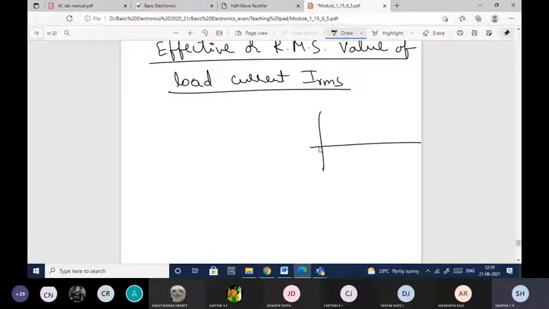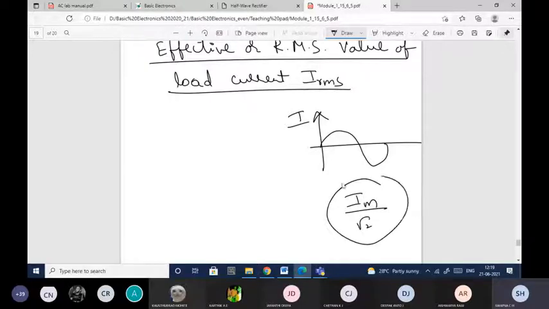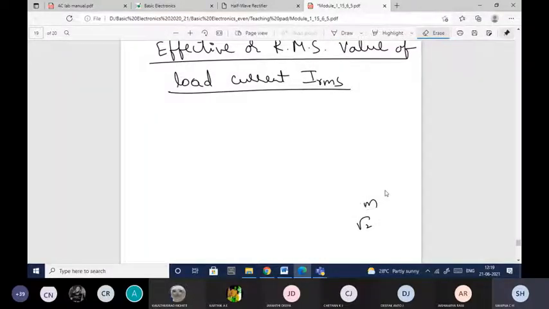Okay, fine. For the sinusoidal signal, let me consider it is a current waveform. For a current waveform, it is Im by root 2. So how will you get this value? That is my question. Whatever questions I ask will all be related. Can anybody tell me how you get this value Im by root 2? Have you calculated it in your basic electrical? Anyway, I don't know whether you have learned it or not. Let me just teach you.